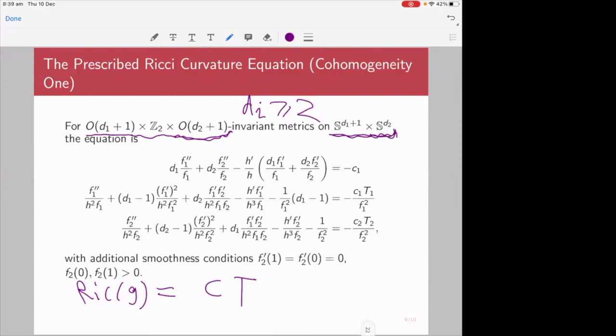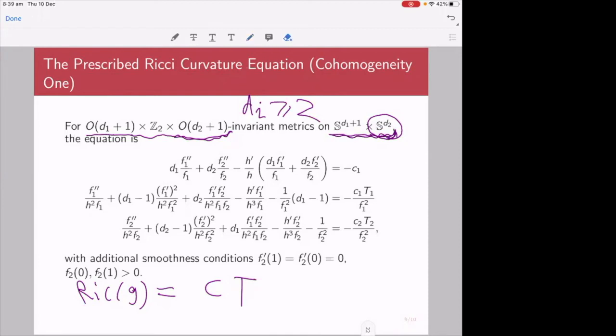Last time the singular orbits were just single points, 2 of them in fact. This time the singular orbits are the north and south pole producted with this sphere of dimension D2.